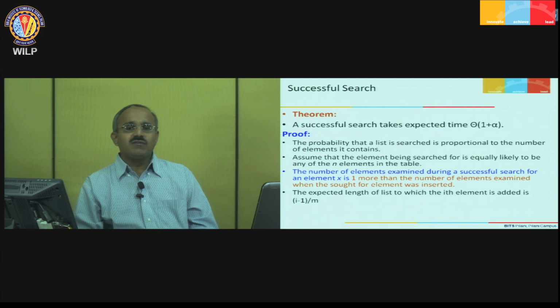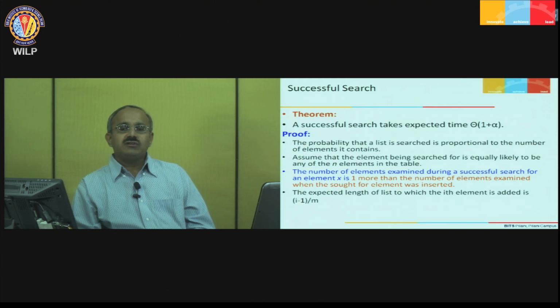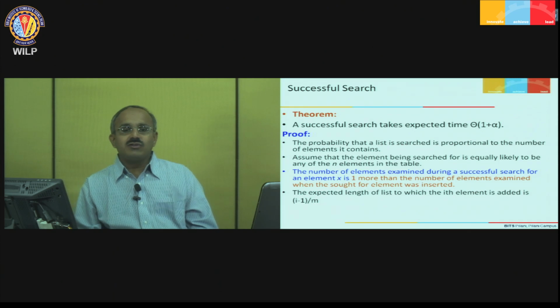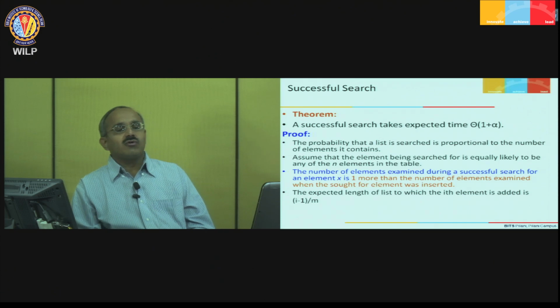Now, let us look at the case of successful search. The probability that a list is searched is proportional to the number of elements it contains. Assuming that the element being searched for is equally likely to be any one of the n elements in the table, the number of elements examined during a successful search for an element x is one more than the number of elements examined when the element was inserted. Now, the expected length of the list to which the ith element is added is (i minus 1) divided by m.